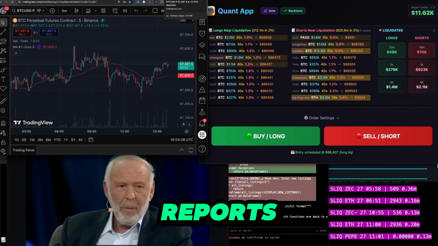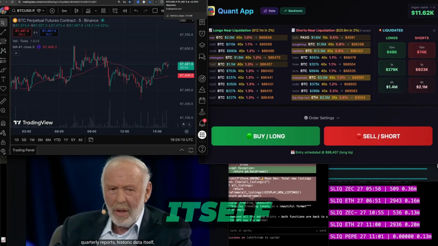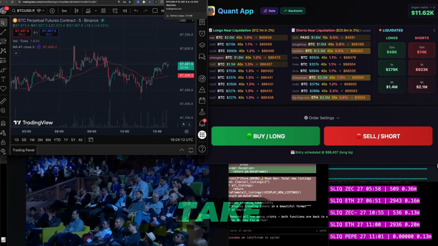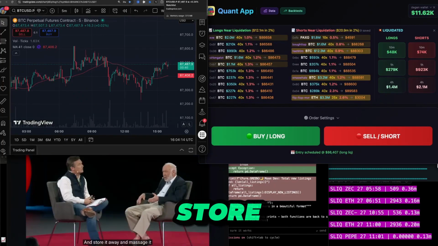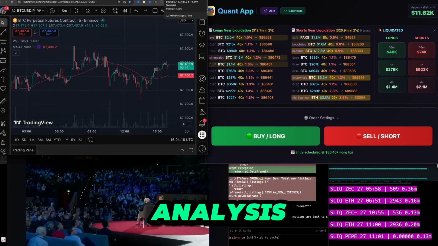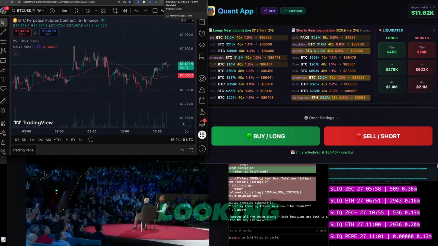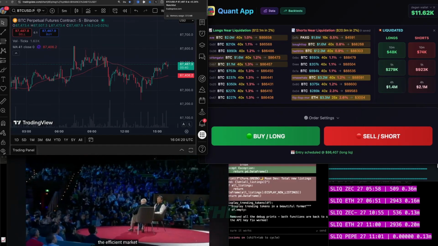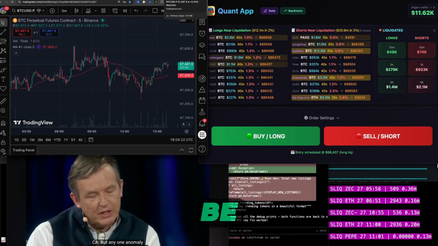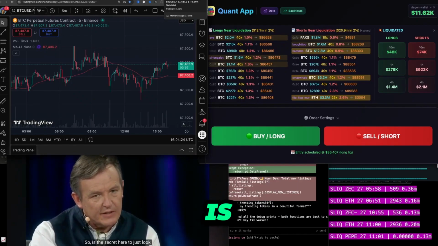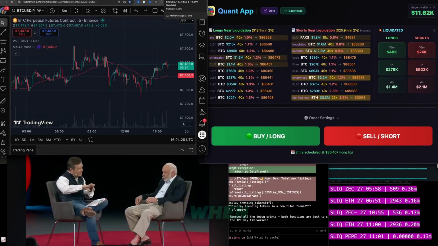Weather, annual reports, monthly, quarterly reports, the historic data itself, volumes, you name it, whatever there is. We take in terabytes of data a day and store it away and massage it and get it ready for analysis. And you're looking for anomalies. You're looking for, like you said, the efficient market hypothesis. But only one anomaly might be just a random thing. So is the secret here to just look at multiple strange anomalies and see when they align?